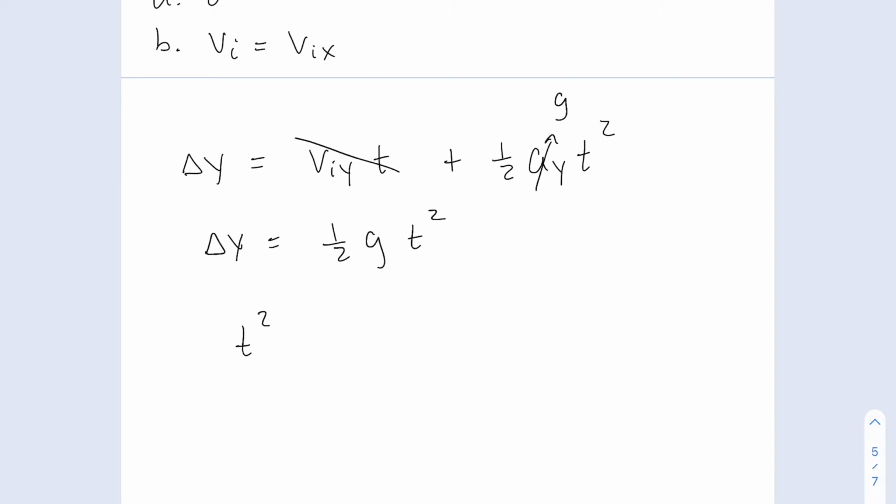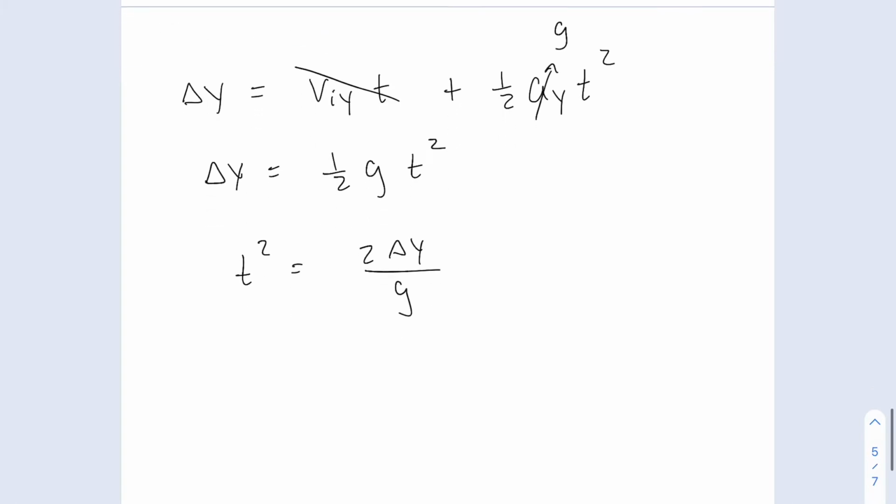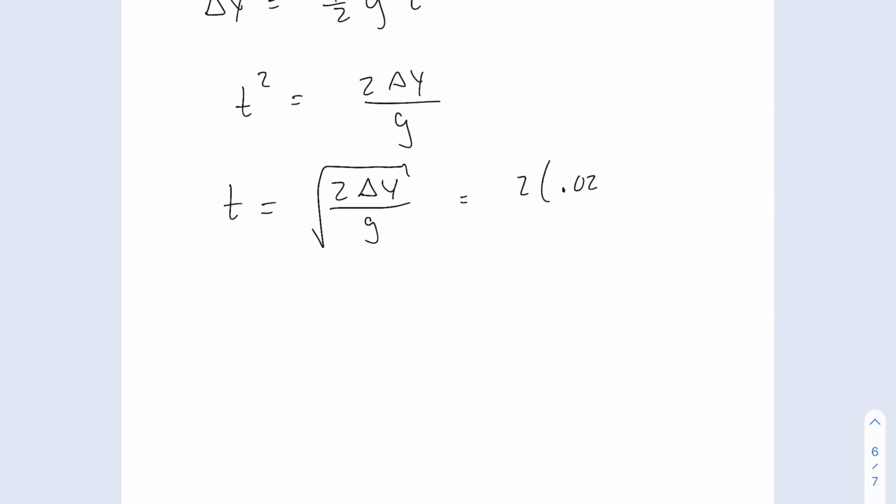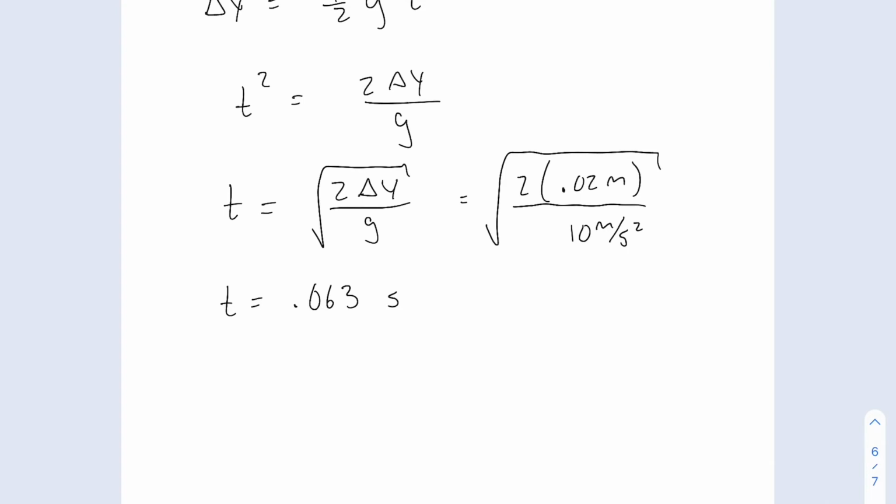So I'm going to have time squared is equal to 2 delta y over g. And now I can square root both sides to get t is equal to the square root of 2 delta y over g. And we can plug numbers in. So 2 times delta y is equal to 0.02 meter. And g is going to be 10. And then we square root all of that. And we end up with 0.063 seconds.